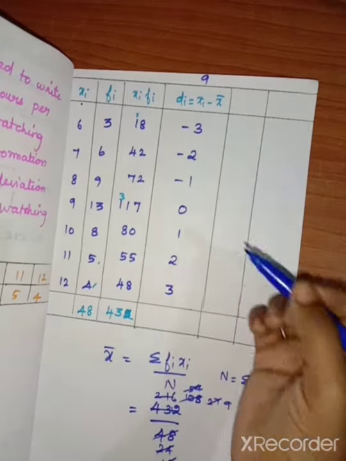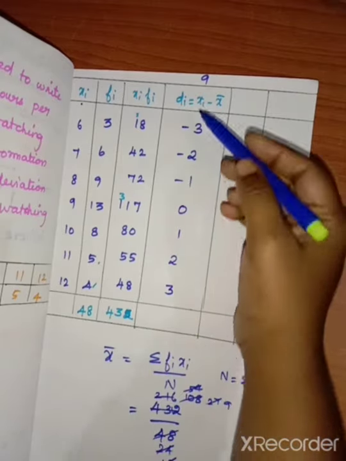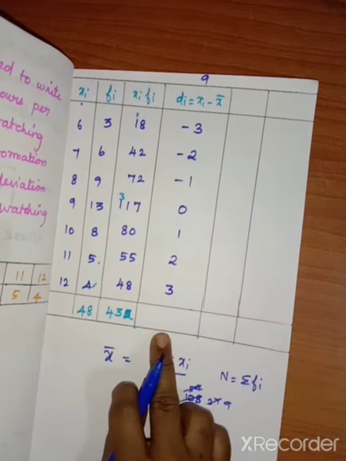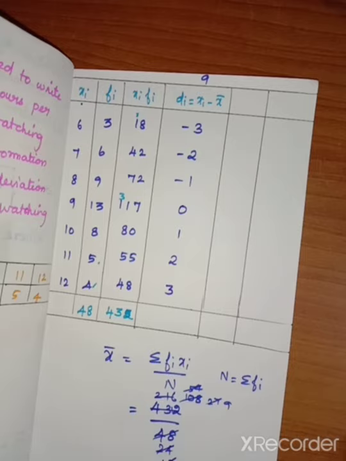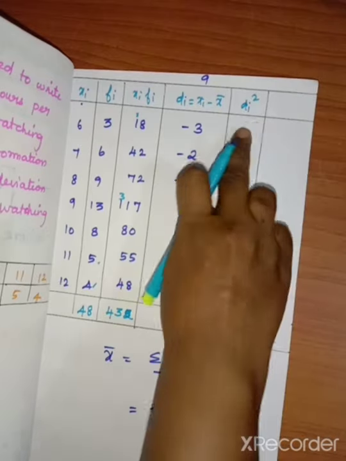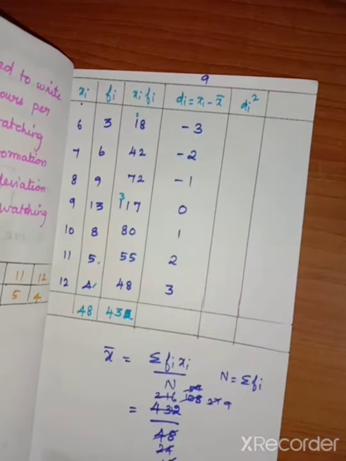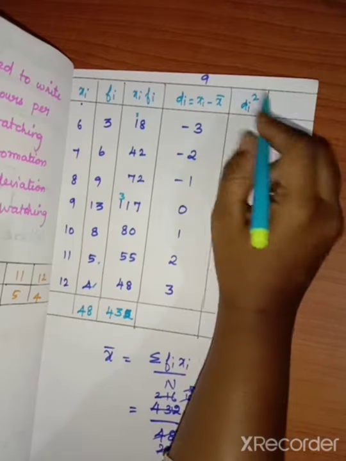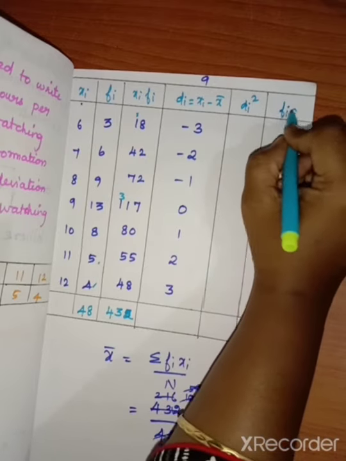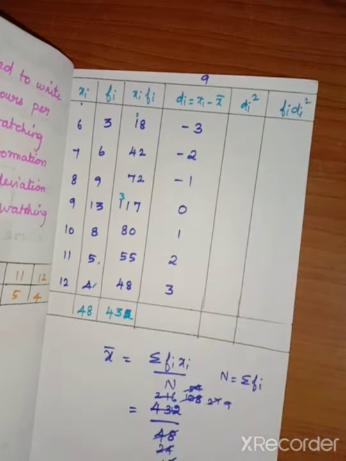So now we can use the next one. So that means we can add also this one. If it is needed you have to add, or otherwise no need. Then next one we want to find, that is di squared. Why we want to find the di squared means the formula for the standard deviation, that is summation fi into di squared. So we want to know the di squared, then alone we want to find the fi into di squared.